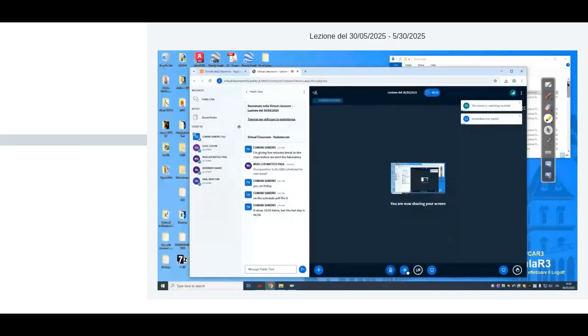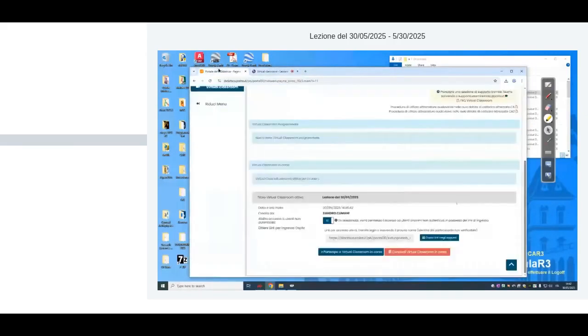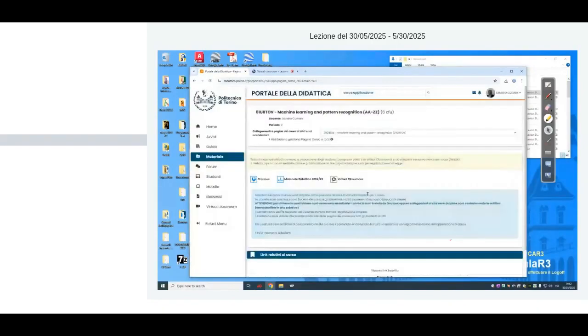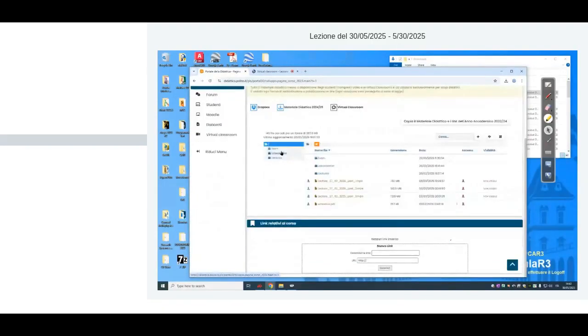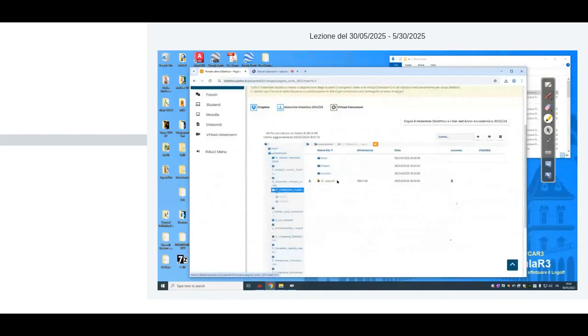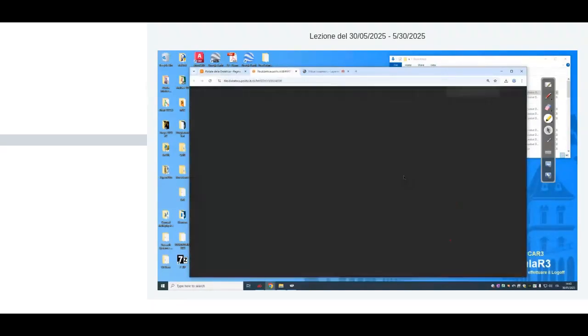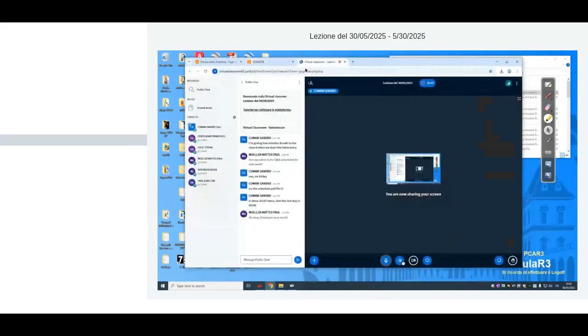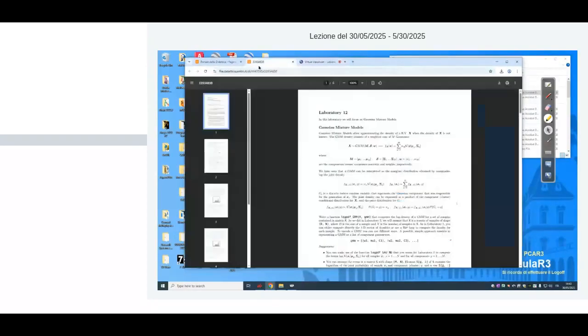Okay, let's start. This is the second from last laboratory. So, not the laboratory 12 on GMM. And it's, as you can imagine, we are getting near the end, so they're becoming a bit more complex, unfortunately.